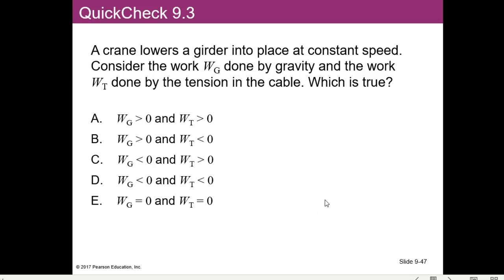Gravity is also downwards. So the angle between the gravity force, which is downwards, and the displacement vector, which is also downwards, is 0. So the cosine of 0 is 1, and the work done by gravity is going to be positive. However, the work done by tension is going to be negative, because the tension is upwards, but the displacement is downwards. So the cosine of 180 degrees is -1. So the correct answer here is that the work done by gravity is positive and the work done by tension is negative, and that's B.